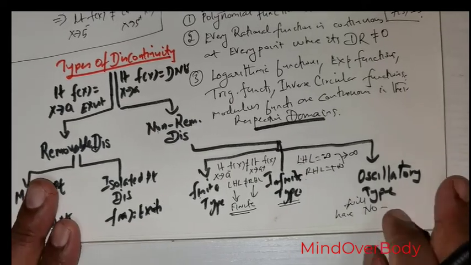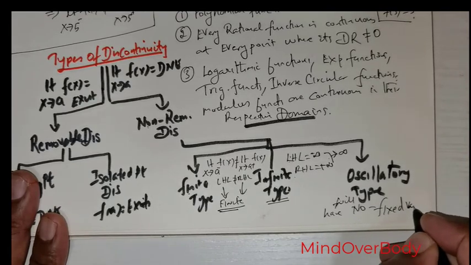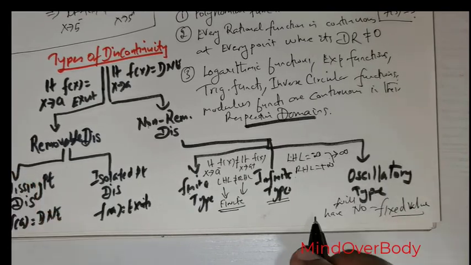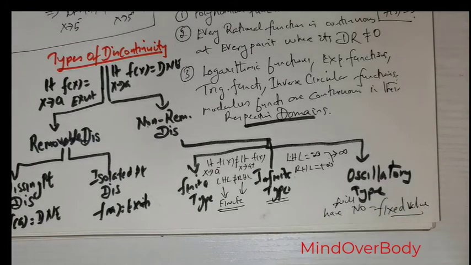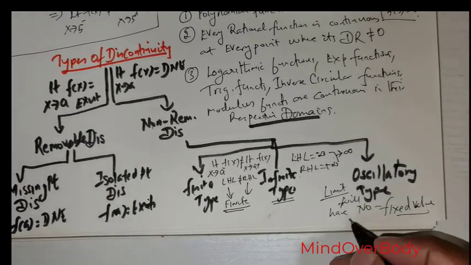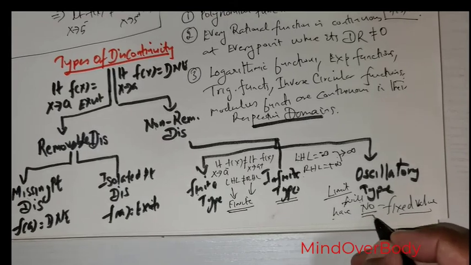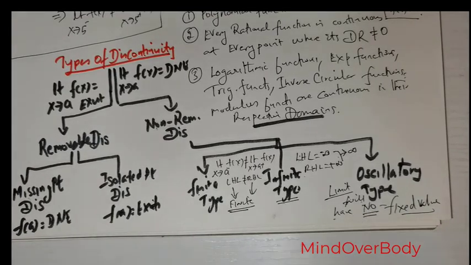No fixed value. So the very word oscillatory type clearly conveys the limit will have no fixed value. So let me reiterate, in this case the limit will have no fixed value, and that is the reason we are saying it's oscillatory type.